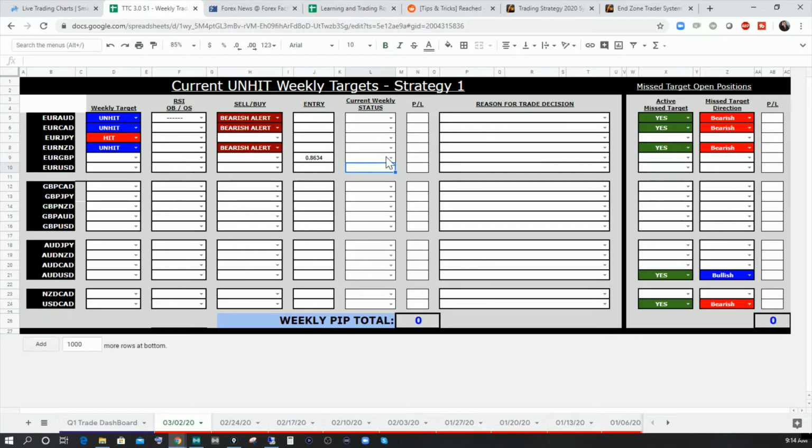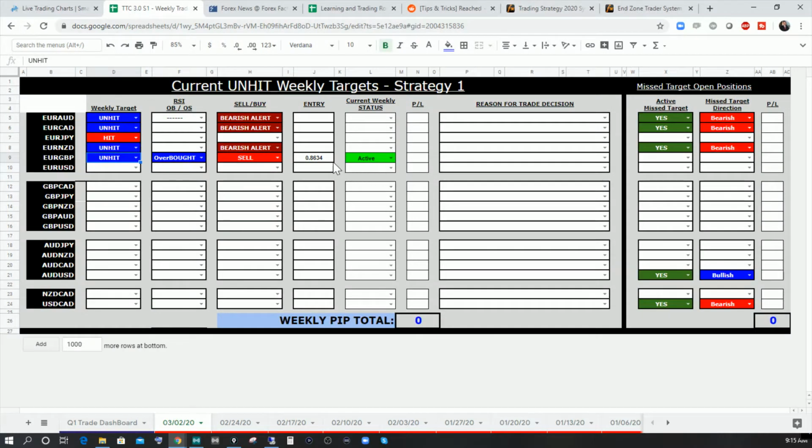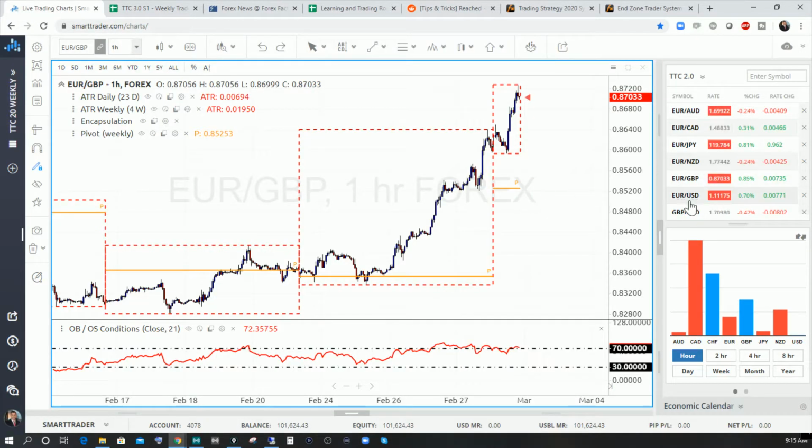There we go, 0.8634. This one is now active this week, and we're currently selling on an overbought condition with an unhit target. All right. So that's it right here. That's the one we're looking at right here. And there's the entry point, 0.8634. All right, so we're in. Let's go ahead and take a look at the Euro US dollar.